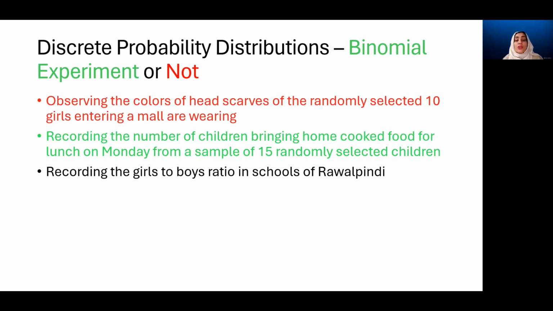Recording the girls to boys ratio in schools of Rawalpindi. This experiment is not a binomial experiment, for the reason that the outcome is not success or failure, rather it is a continuous value.